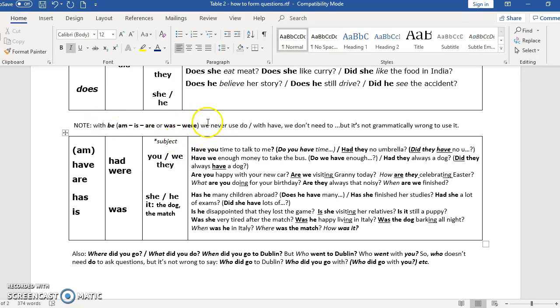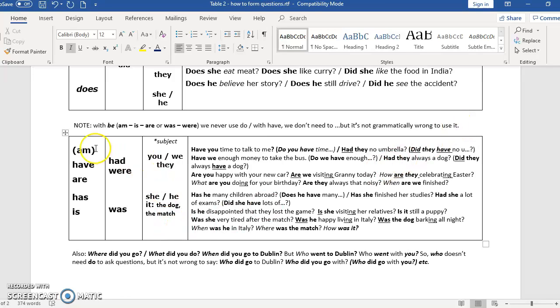Anyway, with those forms we never use do, because this counts as a help verb as well. With have, which is very often the main verb, but sometimes it can be used as a help verb, we don't need to, but it's not grammatically wrong if we do use it.